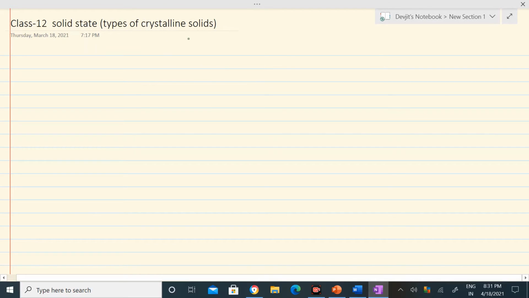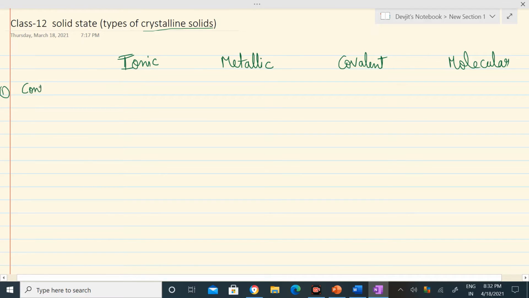So, types of crystalline solids. It mainly has four types. First is ionic solid. I'm not writing the word solid each time. Next is metallic solid. And the next is covalent solid. And the next is molecular solid. All are types of crystalline solid. So we are going to study different properties. The first property is: what are the constituent particles of this type of solid? Constituent particles.